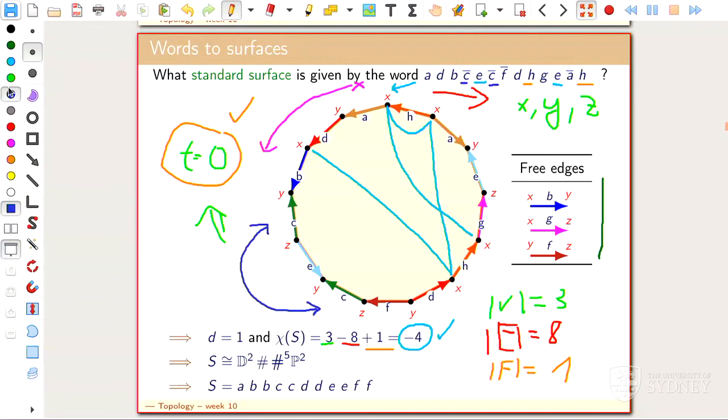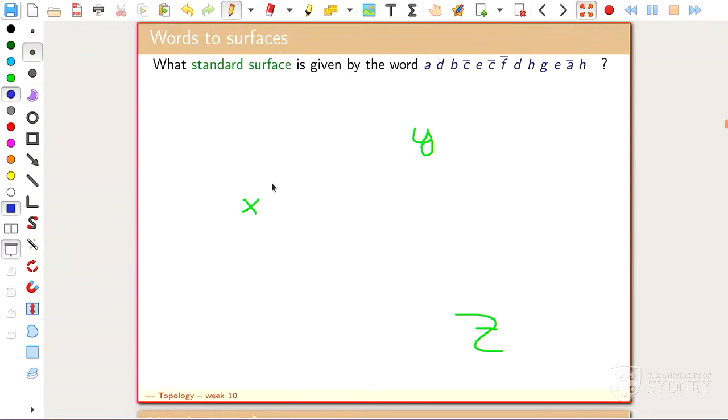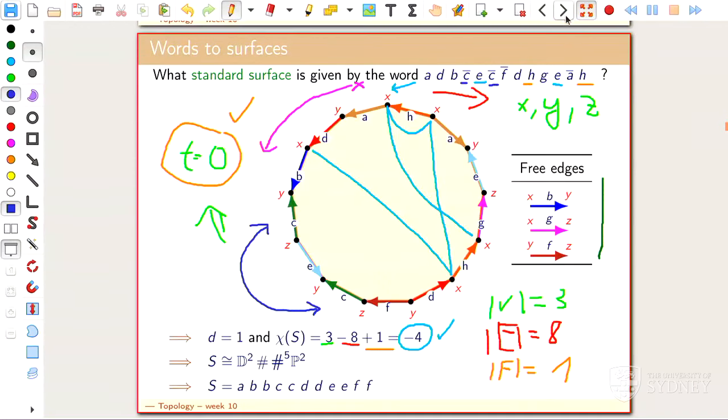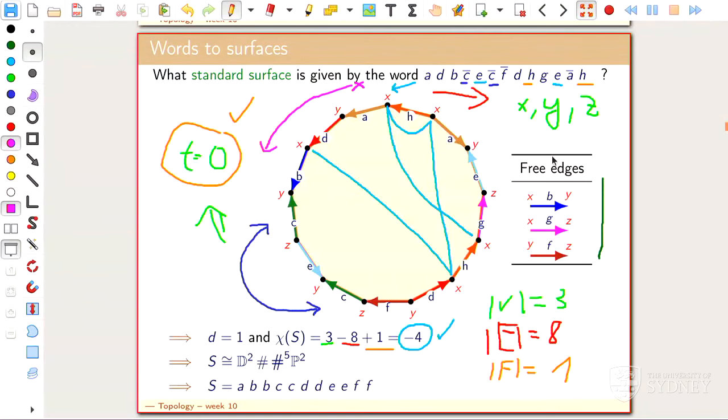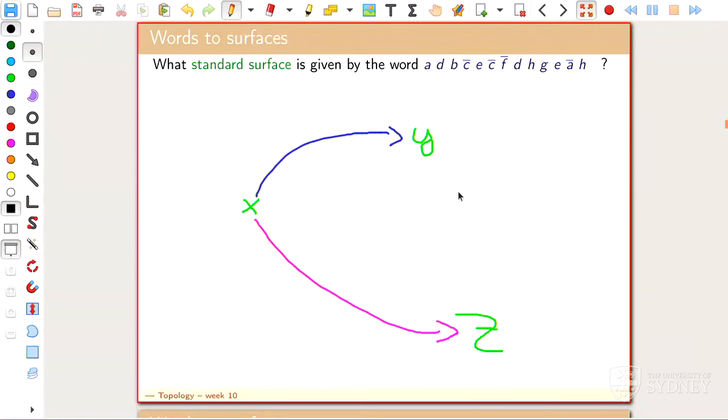So the edge B, my blue one, jumps from X to Y. I put it here. The purple one, or light purple one, G, jumps from X to Z. So I just put it in. Very good. And then there's one remaining. It's kind of this brownish color. Let us approximate the brownish color with black. So the edge F goes from Y to Z.